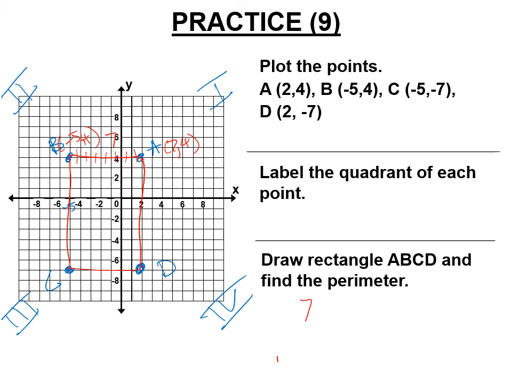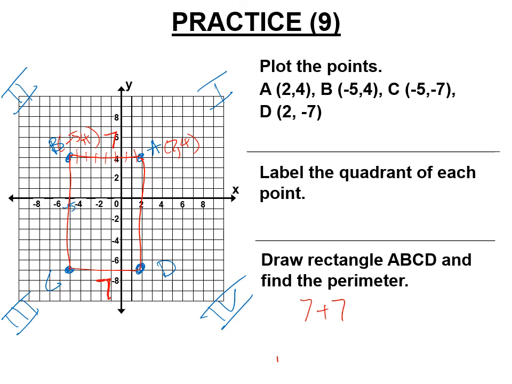Now, if this is 7 units long, there's a rule of rectangles that says the opposite side also has to be 7 units long. If that was, say, 6, it would be a different shape, a different quadrilateral, a different 4-sided figure.